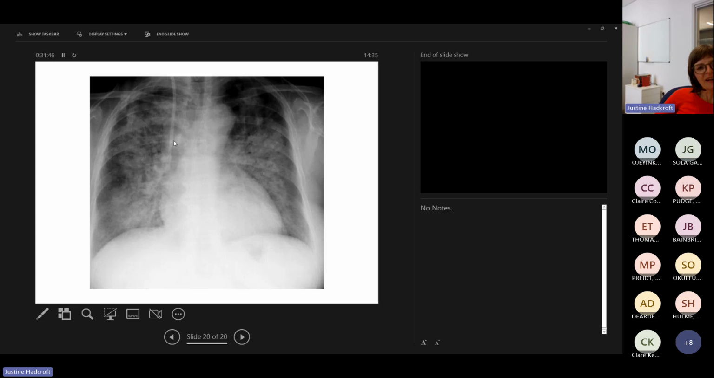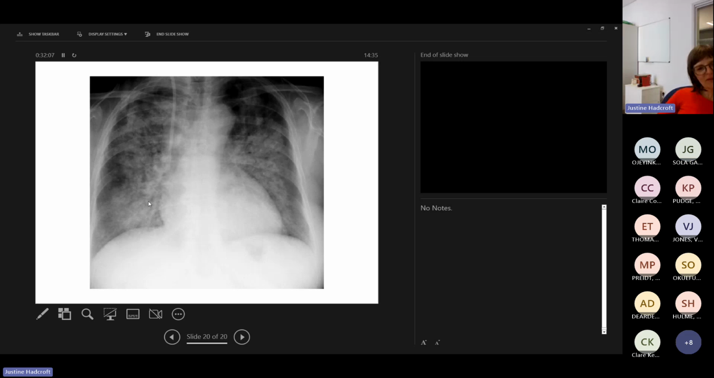So there, there's a line here. This is a right internal jugular line, I think. So this is somebody who's got a right internal jugular line, either for giving fluids or drugs or for monitoring. So maybe somebody who's quite poorly here. And again, you can see this bilateral fluffy consolidation, can't you? This opacity.